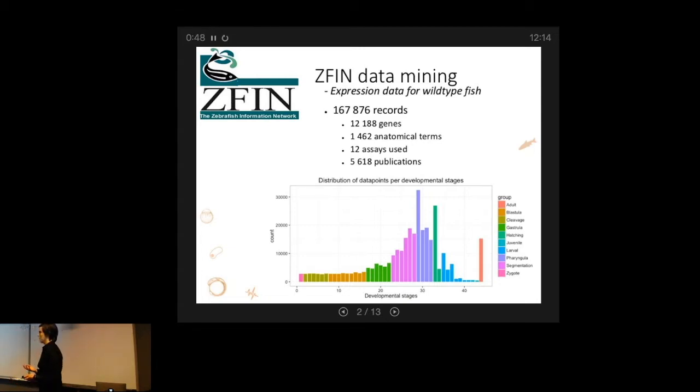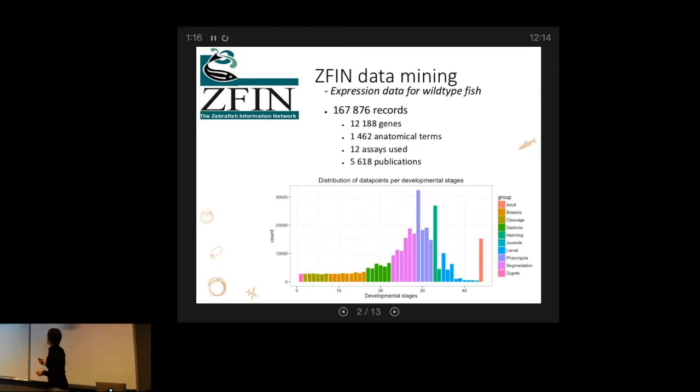I've been looking through mRNA in situ hybridization information from the ZFIN database, and there we have about 5,500 publications that were annotating about 12,000 genes. I'm not going to go into the details, but when I started this, I didn't know almost anything about zebrafish anatomy, and then I thought, okay, after I summarize all of this, I'll probably be an expert in zebrafish anatomy.